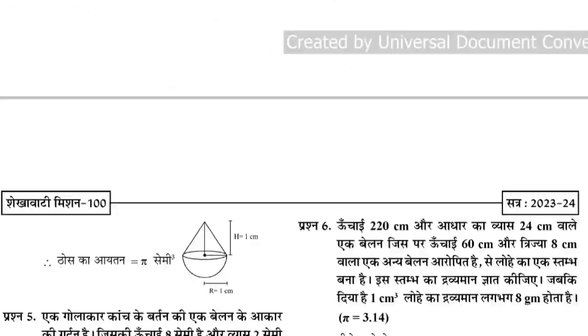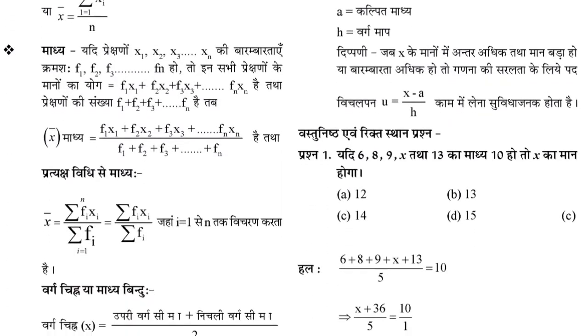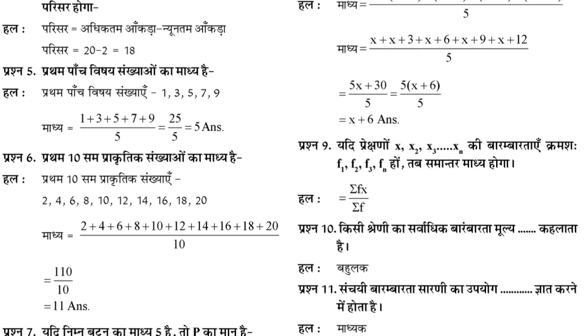The 13th chapter is statistics. The statistics chapter is most important because it contains maximum marks. The marks are 13. In this chapter, there are a total of 7 questions: 2 objective type, 2 fill in the blanks, 1 small answer type, 1 big answer type, and 1 large answer type question. In this chapter, mean, mode, and median are important topics.